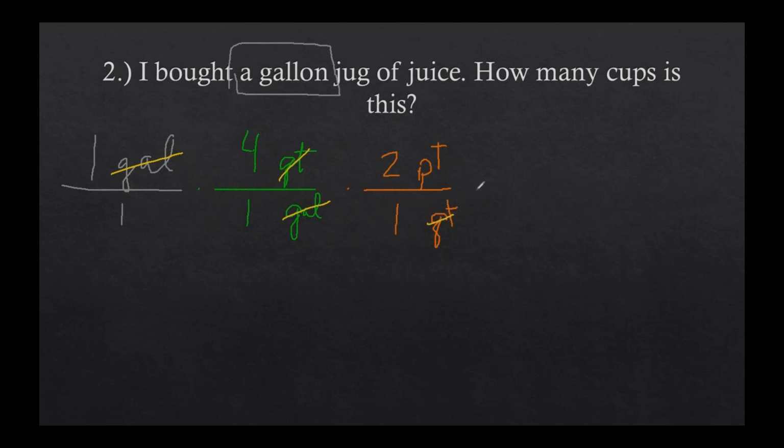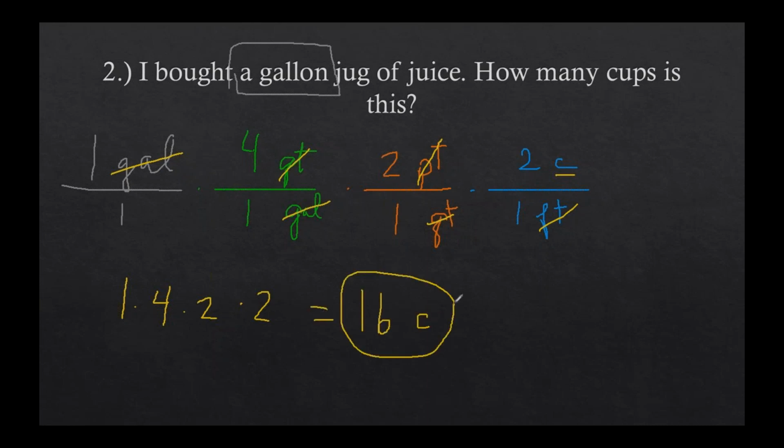Again, that doesn't answer my question. So continuing on, I know that 1 pint is 2 cups. Notice I put pints in the denominator so that they would cancel out. Pints in the top cancel out pints in the bottom. And now my label is where I want it to be. So if I start at my first number, everything is in the top. All my non-1 numbers. So 1 times 4 times 2 times 2 gives me 16 cups. So 1 gallon of juice gives me 16 cups.